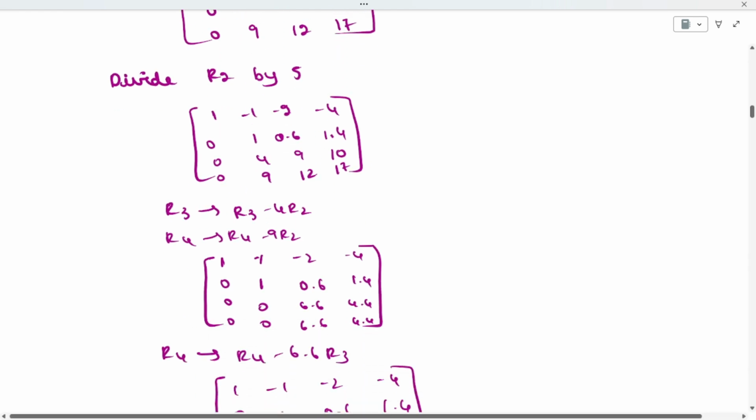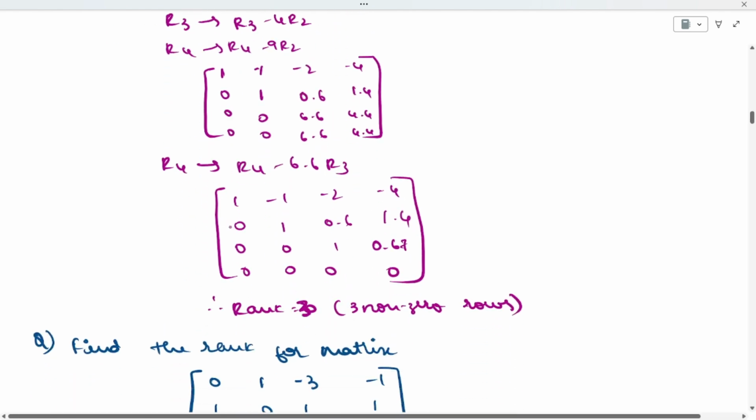Again, now what you got here? R3, what you have here? 4. You have to make it 0, so you will do it with R2, that is 1. And next is here 9 minus R2. That is, you will get another value, another matrix. Now R4, you will do what?